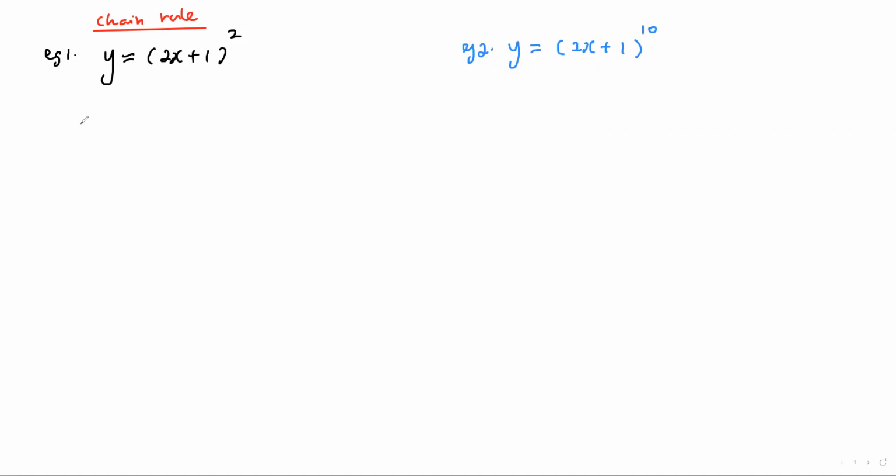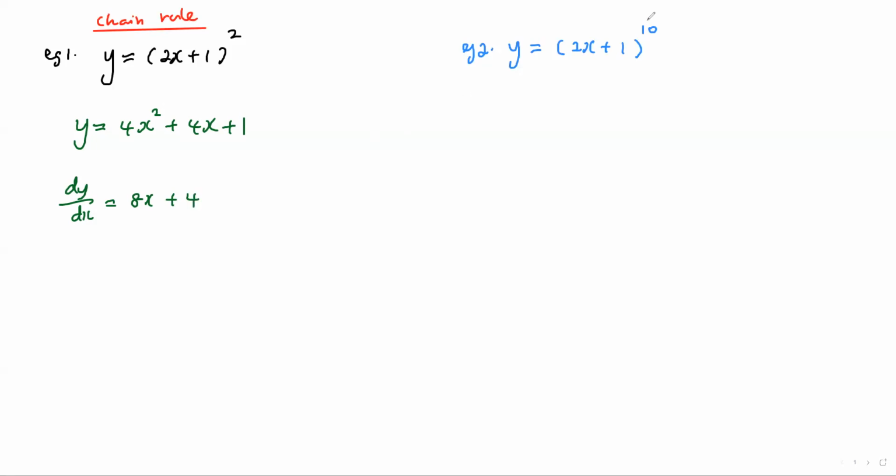Okay, so let's look at the first example. Normally when you're asked to differentiate something like that, we may not want to use chain rule. We could have just expanded it, and it'll become 4x squared plus 4x plus 1. And then dy dx would be 8x plus 4. So that's quite simple.